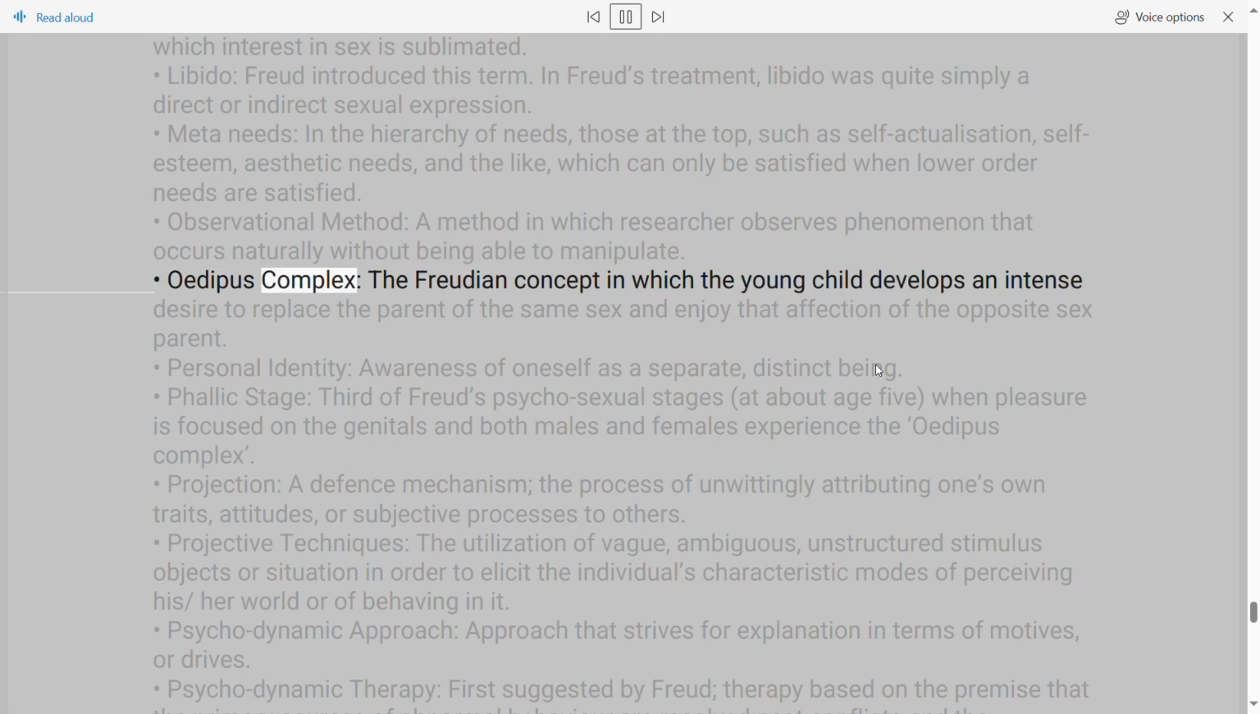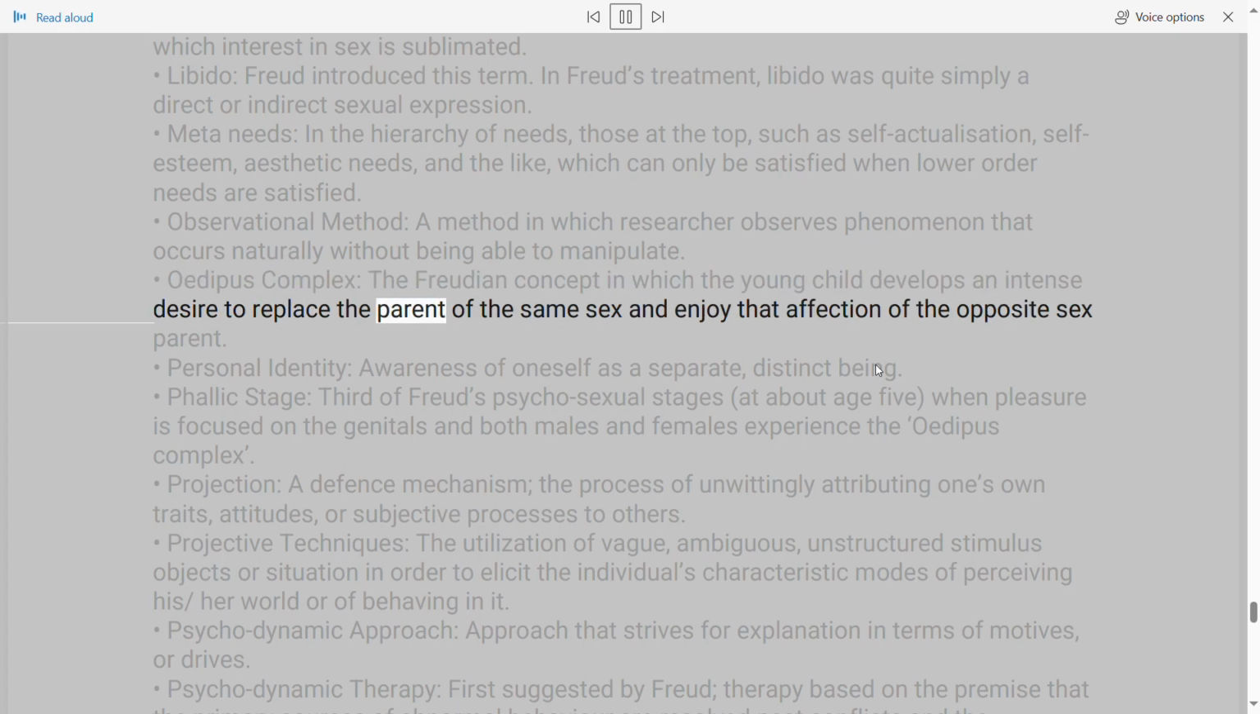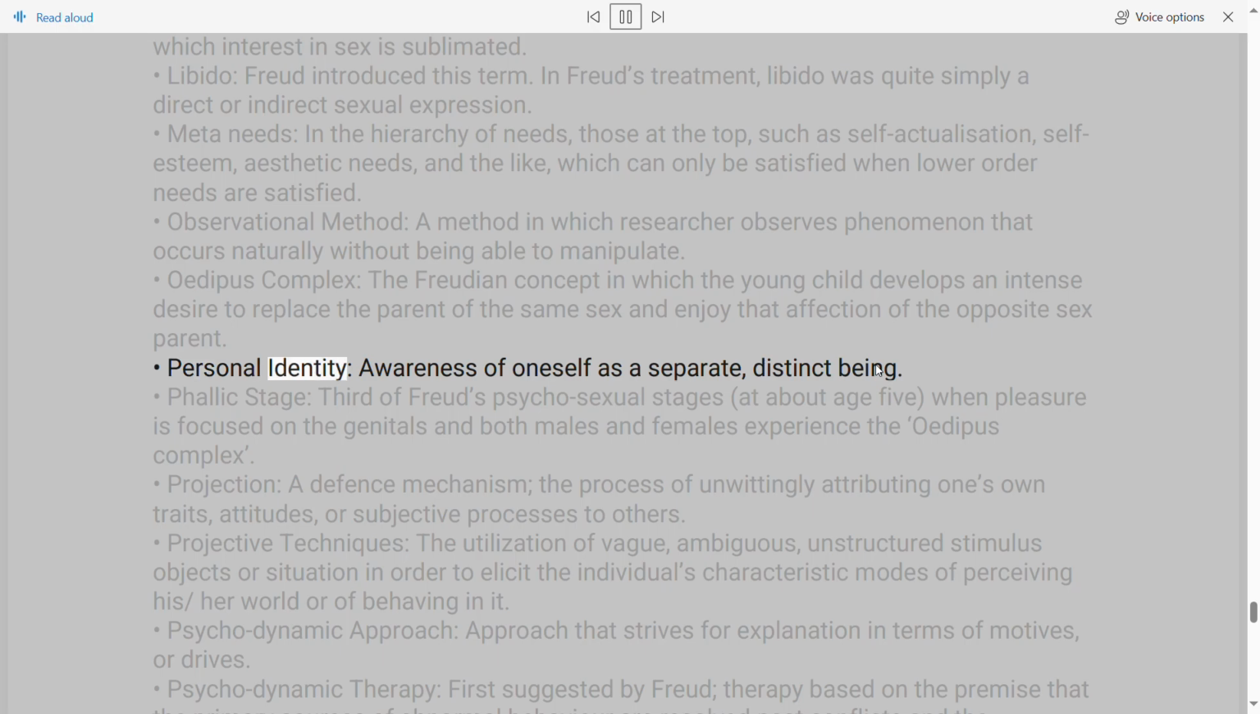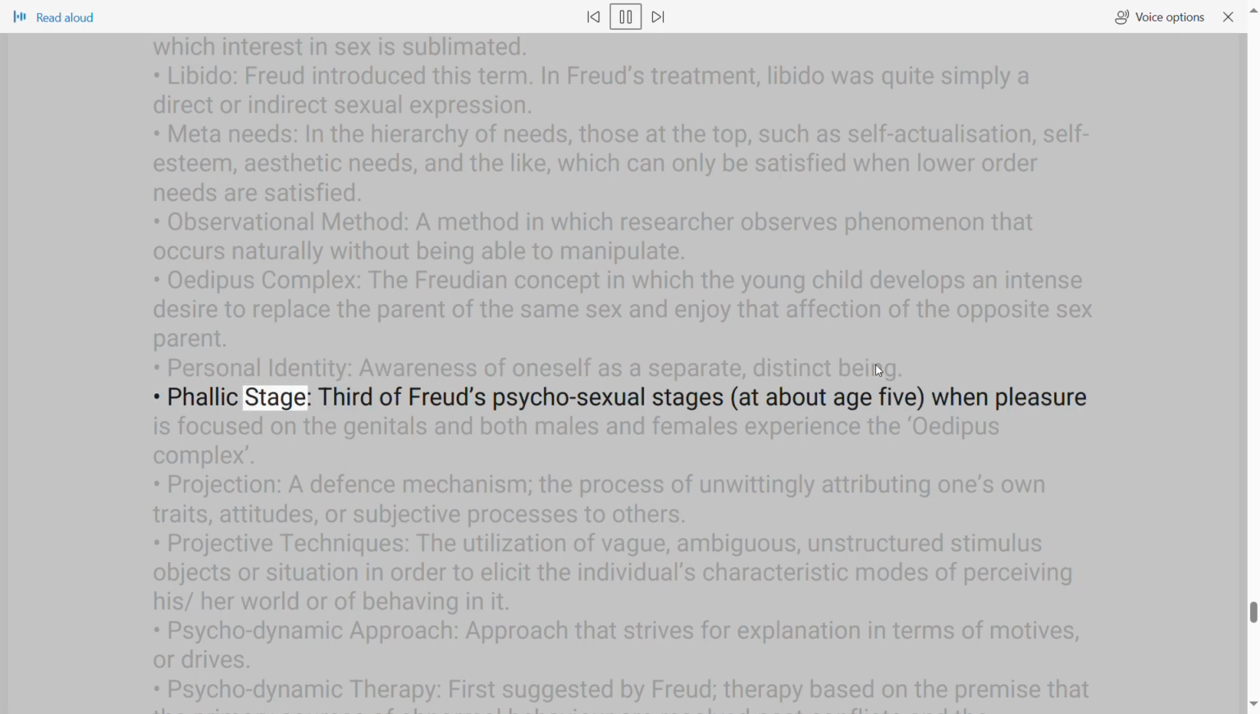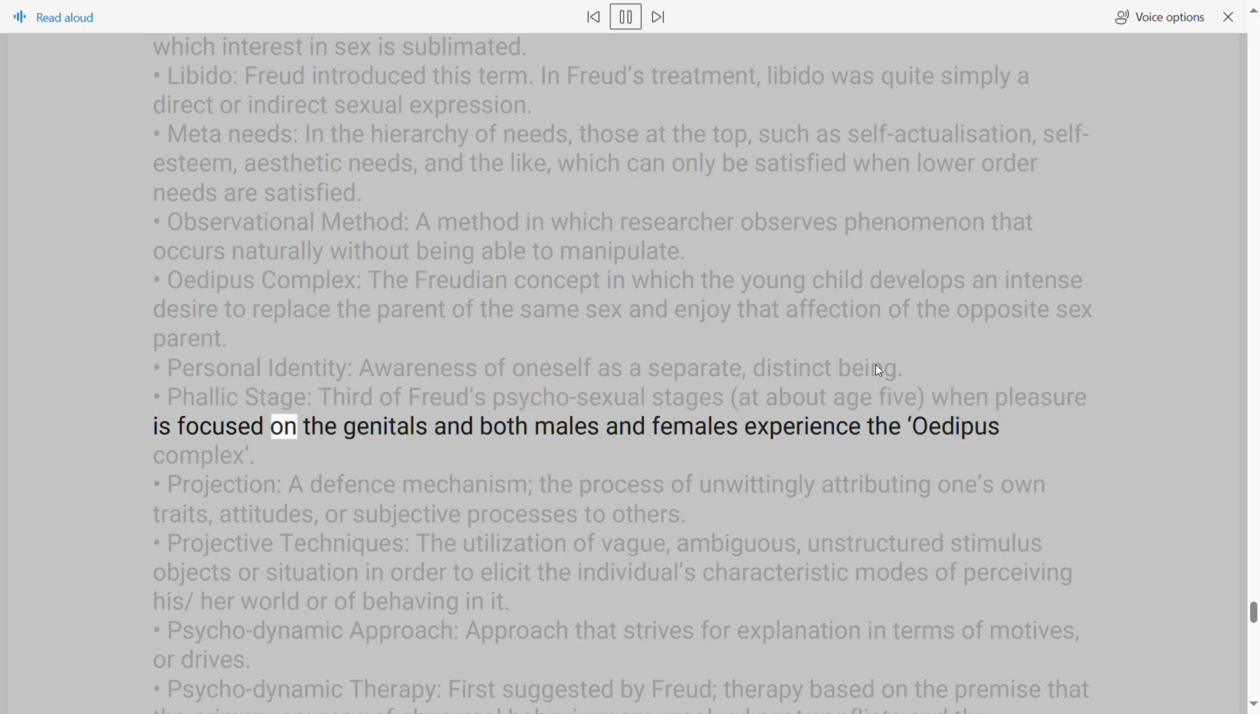Oedipus complex, the Freudian concept in which the young child develops an intense desire to replace the parent of the same sex and enjoy the affection of the opposite sex parent. Personal identity, awareness of oneself as a separate, distinct being. Phallic stage, third of Freud's psychosexual stages, at about age 5, when pleasure is focused on the genitals and both males and females experience the Oedipus complex.